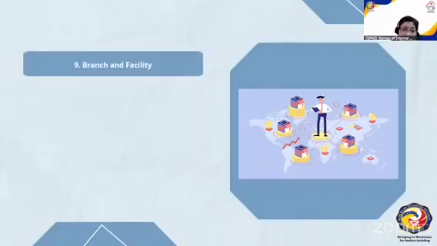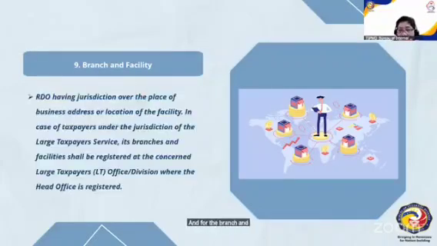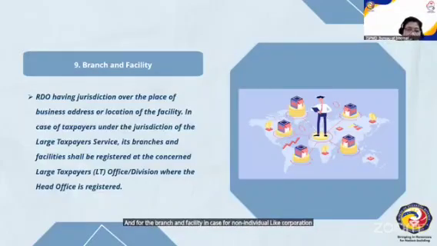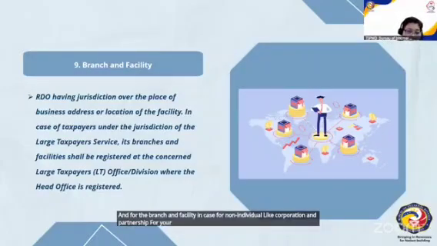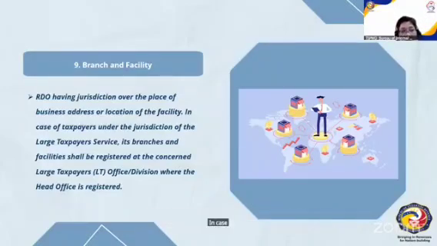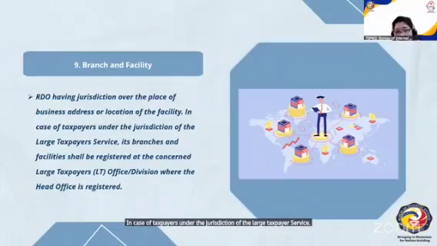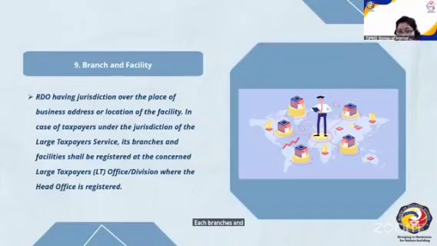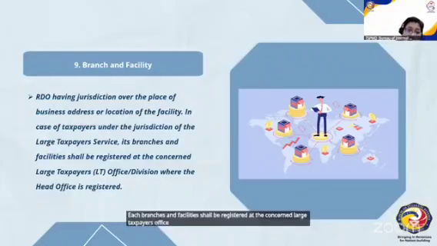And for the branch and facility, in case for non-individual, like corporation and partnership, for your branch and facility, it's with the RDO having jurisdiction over the place of business address or location of the facility. In case of taxpayers under the jurisdiction of the large taxpayer service, each branch and facility shall be registered at the concerned large taxpayers office or division where the head office is registered. Okay?